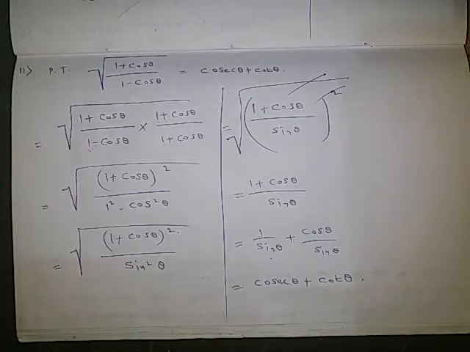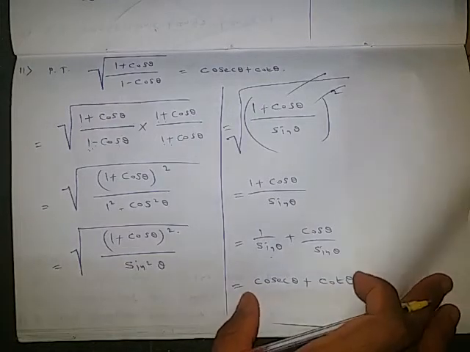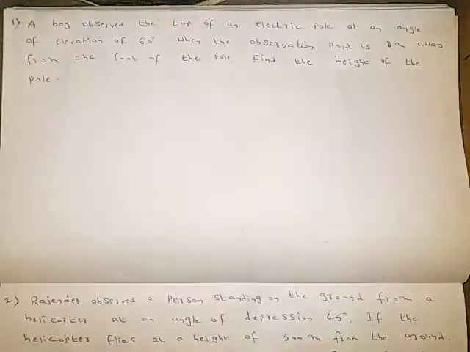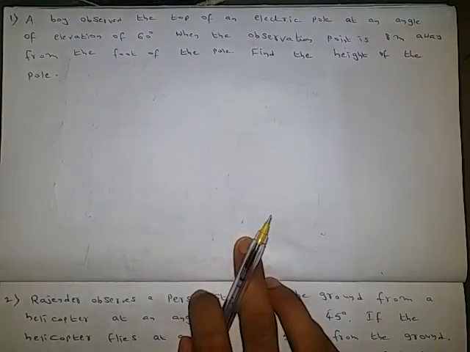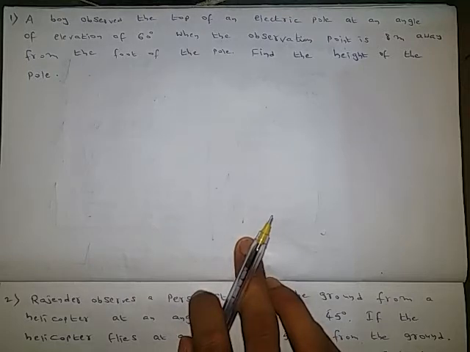Now let's move to the applications of trigonometry. In these applications of trigonometry, the first type of question is where only one person will be there, otherwise only one object will be there. It may be from angle of elevation or depression. Okay, now let's have a look at this question.